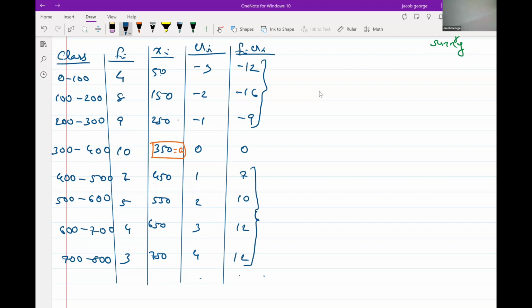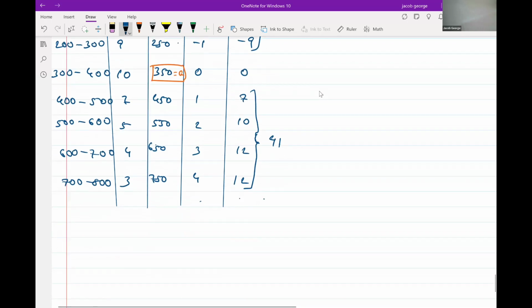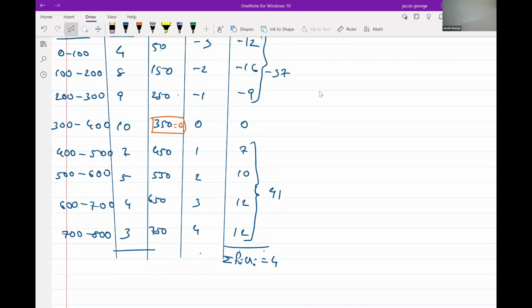What's the sum of the negative numbers? 12 plus 16 plus 9, minus 37. And the sum of positive numbers: 7 plus 10 is 17, plus 12 is 29, plus 12 is 41. What is the difference of these two? That is sigma fi ui, 4. All of you got sigma fi ui equal to 4. Now sigma fi, the sum of frequencies, is 50.